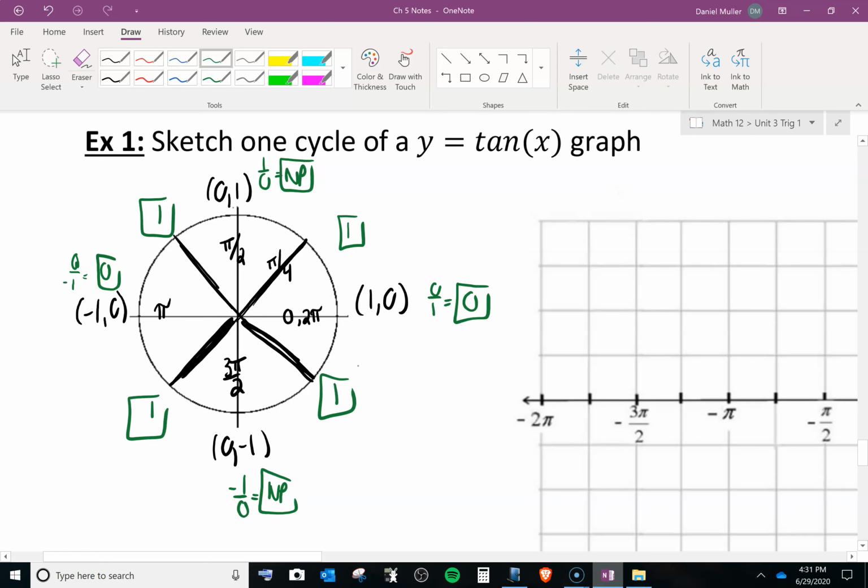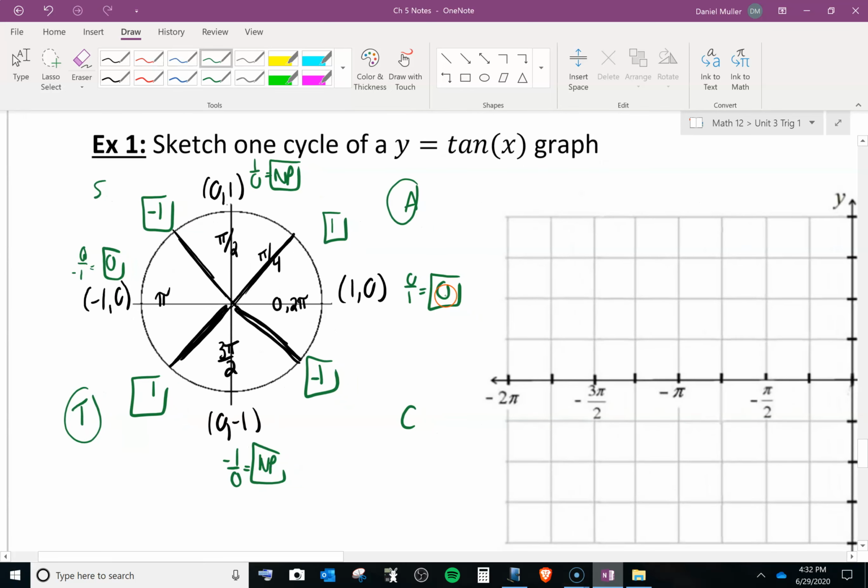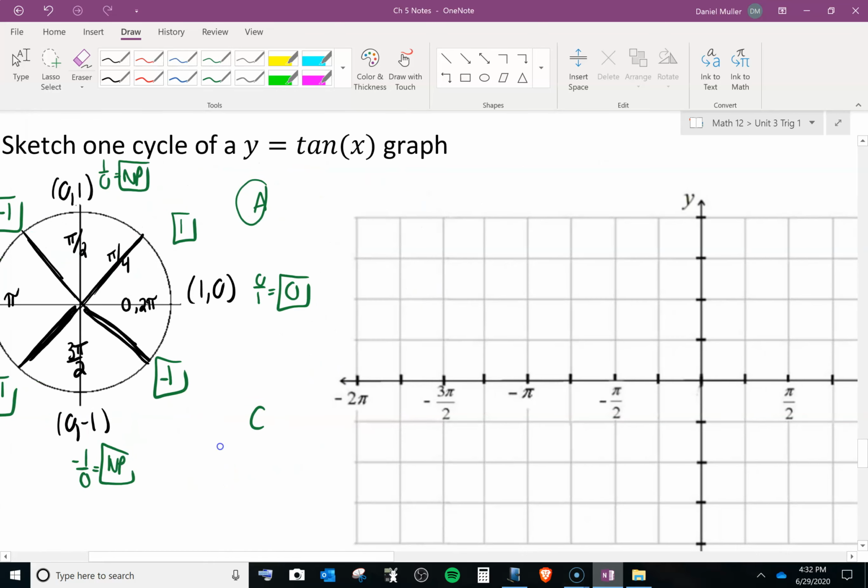Except they're not all quite 1, because you actually have to do the CAST rule, C-A-S-T. Tangent is positive here and positive here. So that's why it's a positive 1 and a positive 1, but then these ones must be negative. Now, again, you don't have to know all of this stuff. You probably will end up just memorizing it. But let's try to draw this.